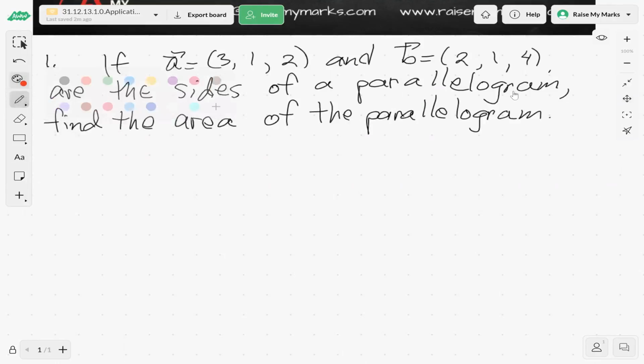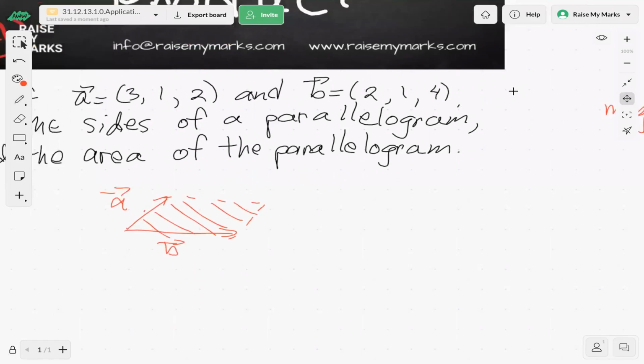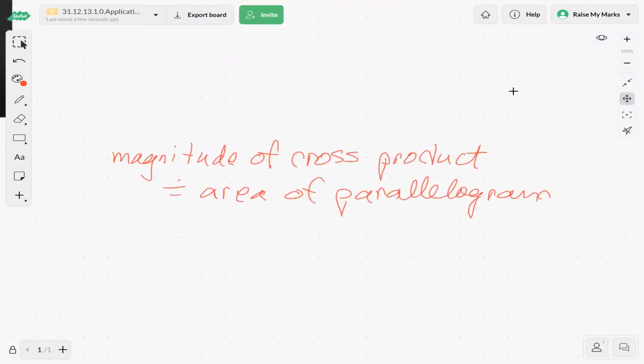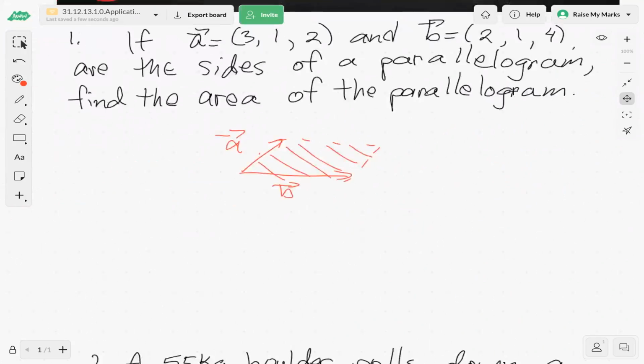Okay, so let's draw this out. We're given a vector A and a vector B, and obviously they form the sides of a parallelogram. We're asked to find the area of this parallelogram. Well, we have this application of the cross product. If you take the magnitude of the cross product, this actually equals the area of the parallelogram described by those two vectors that we're taking the cross product of. So let's use this application.